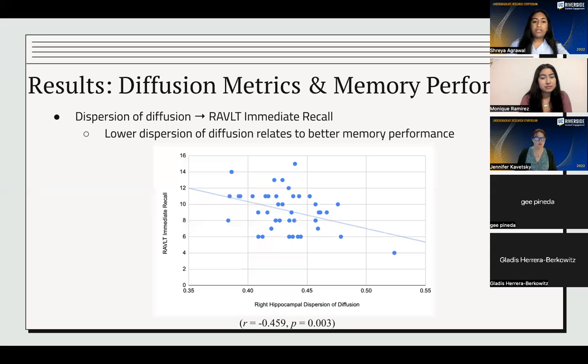And then the next set of results that we saw were between diffusion metrics and memory performance. We also found significant results between right hippocampal dispersion of diffusion and Rey AVLT immediate recall. And I just wanted to point out the p-value for this, which was very, very low, showing that it was a very strong correlation. And this was also a negative relationship, showing that lower dispersion of diffusion relates to better memory performance. And this was what we were expecting to see, because lower dispersion of diffusion means better microstructure, and that would lead to better memory performance. So this did correlate with our predictions.